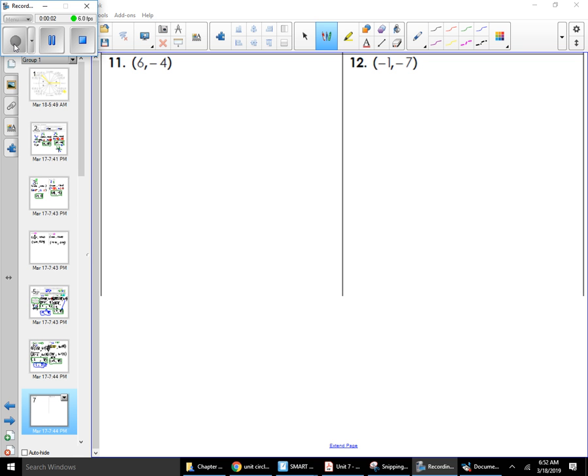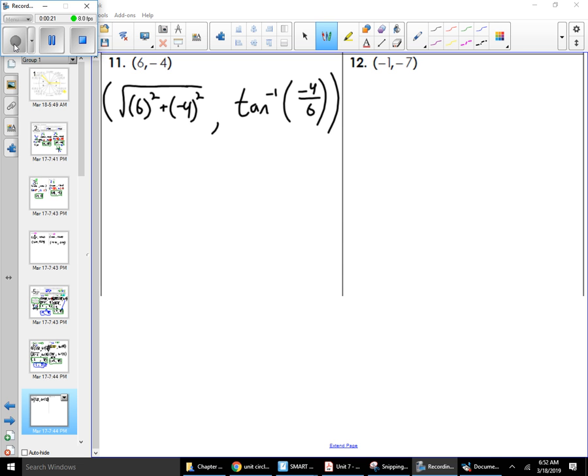All right, 11 and 12 are both going to require a bit of calculator work because no matter how hard you try, start with Pythagorean theorem here, the 6 squared and the negative 4 squared. No matter how hard you try, you are not going to find negative 4, 6 on your unit circle. You might be able to find a really weird unit circle out there. You know, maybe you still have a grandfather with a slide rule. Who knows? I'm going to use a calculator because it's 2019.